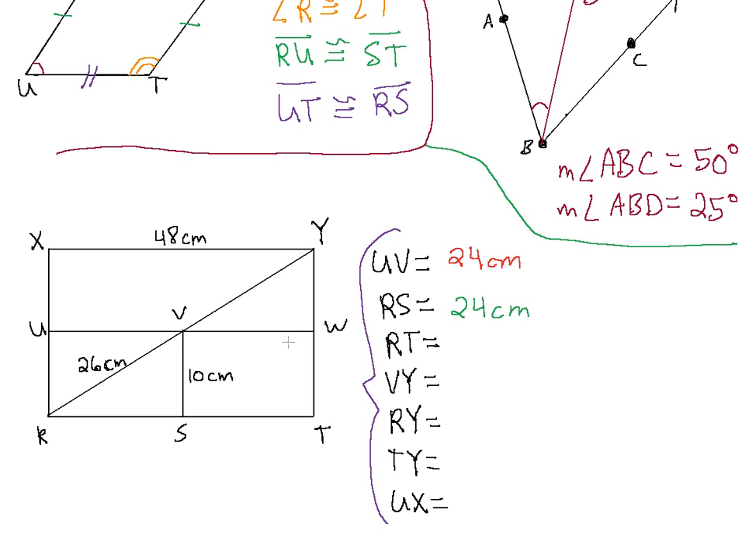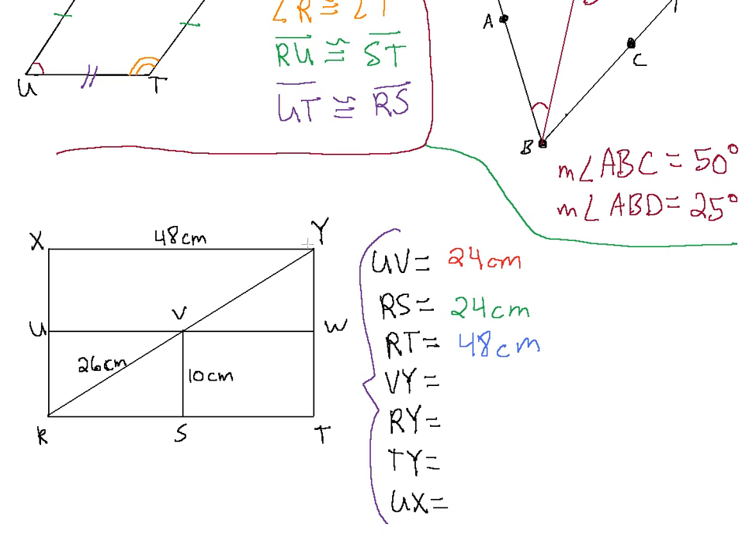Let's take a look at RT. RT is this length right here. Since this is a rectangle, we assume that all the opposite sides are congruent. So XY is 48 centimeters. The opposite side is RT, so RT will also be 48 centimeters. All right, nothing to write home about here.